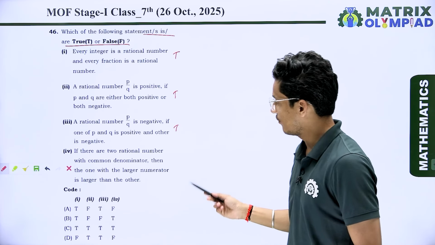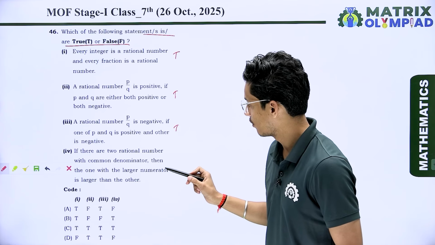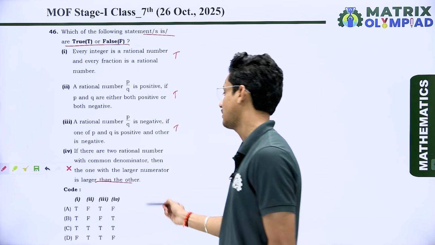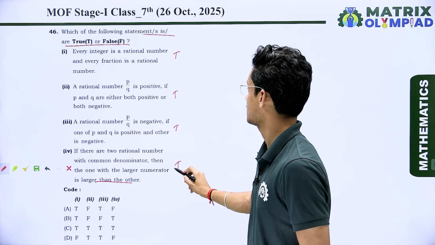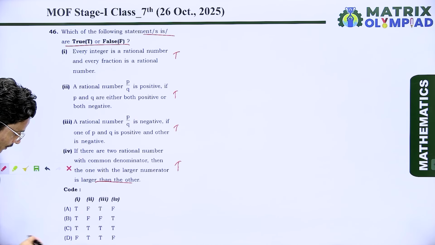And last, if there are two rational numbers with a common denominator, then the one with the larger numerator is larger than the other. Yes, this one is also true. It means 1, 2, 3, 4 are all true. So option number C is the correct answer.